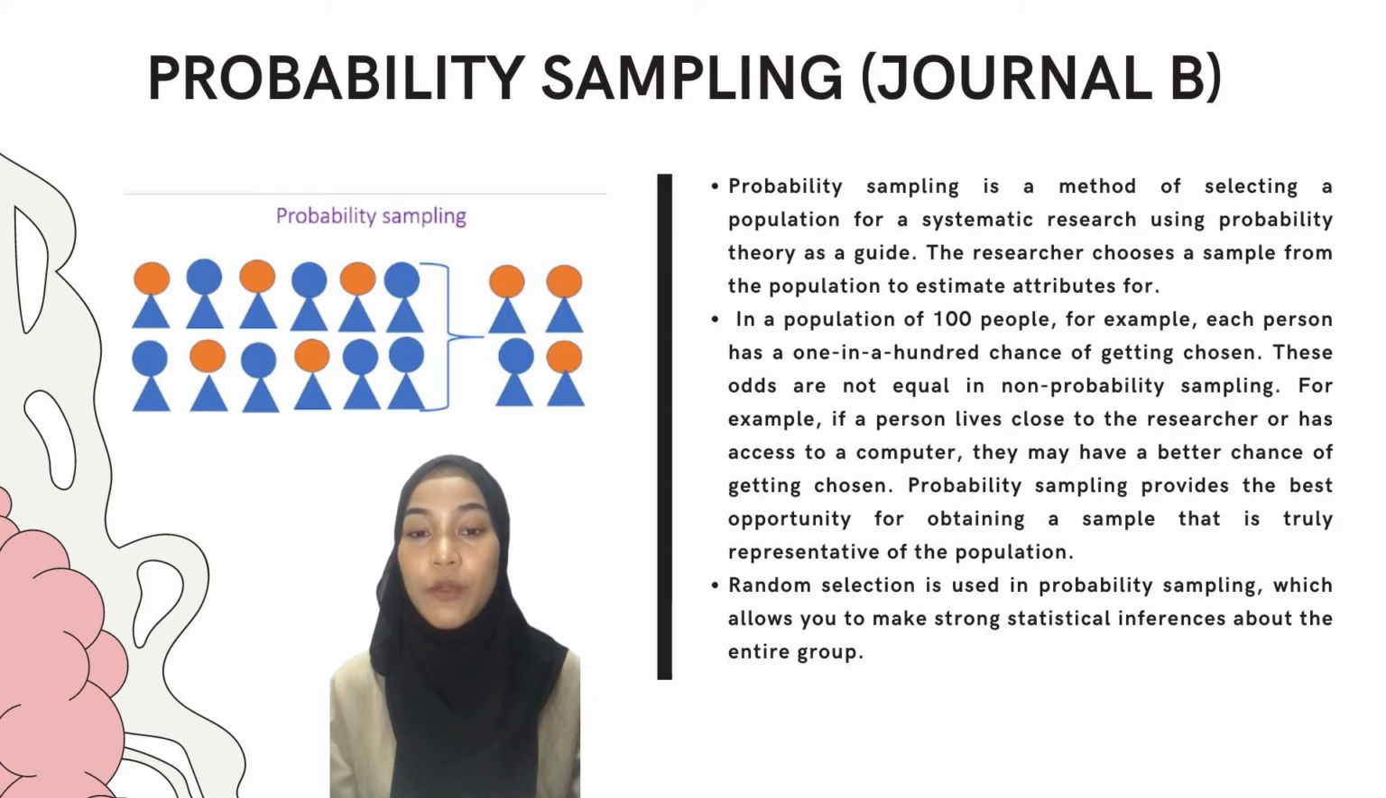Probability sampling provides the best opportunity for obtaining a sample that is truly representative of the population. Okay, last, random selection is used in probability sampling, which allows you to make strong statistical inferences about the entire group.